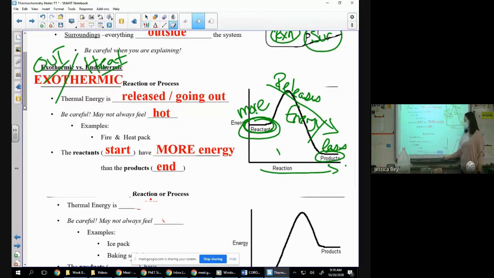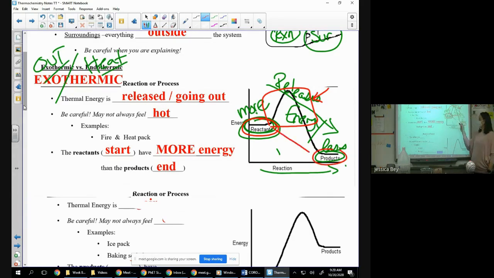Another little hint, we'll talk about this really quick. Both of the graphs have this big spike. We're going to talk about this spike a little bit later. It's called activation energy. But when you're looking at graphs for endo and exothermic, you're really looking at how much energy you start with and how much energy you end with. And if you release it, you'll end up having less. This spike will be there, and we'll talk about it more some other time.